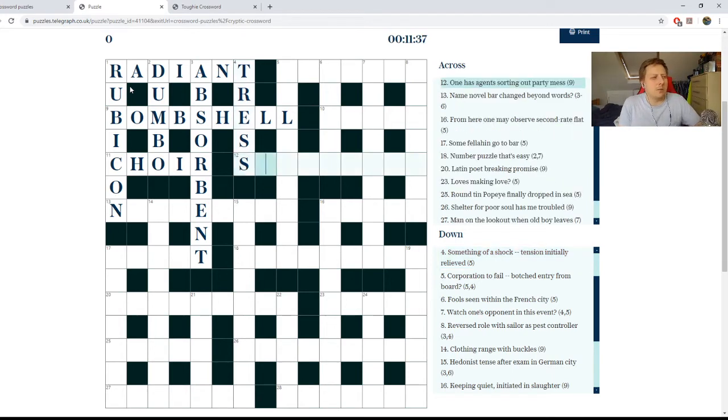Yes, 12 across. It was a little bit subtle. One has agents sorting out party mess. Feels like an anagram. I feel like one has agents is the definition. And then it's an anagram of party mess. One has agents.